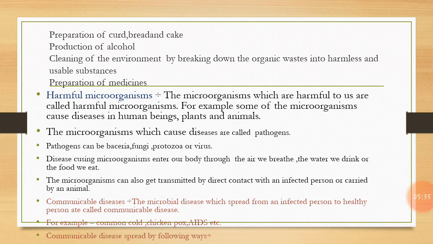Now, one by one, let us revise all the points. Microorganisms are used in the preparation of curd, bread and cake. They are used for the production of alcohol. Cleaning of the environment, by breaking down organic waste into harmless useful substances, also takes place with the help of bacteria. They are used for the preparation of medicines. These are the different uses of microorganisms. Now let us know about the second type of microorganism, known as harmful microorganisms.